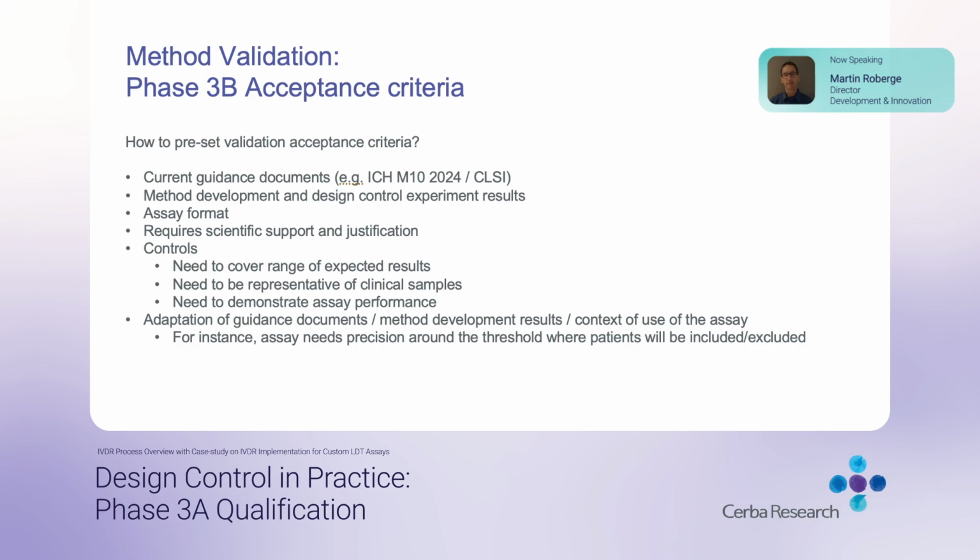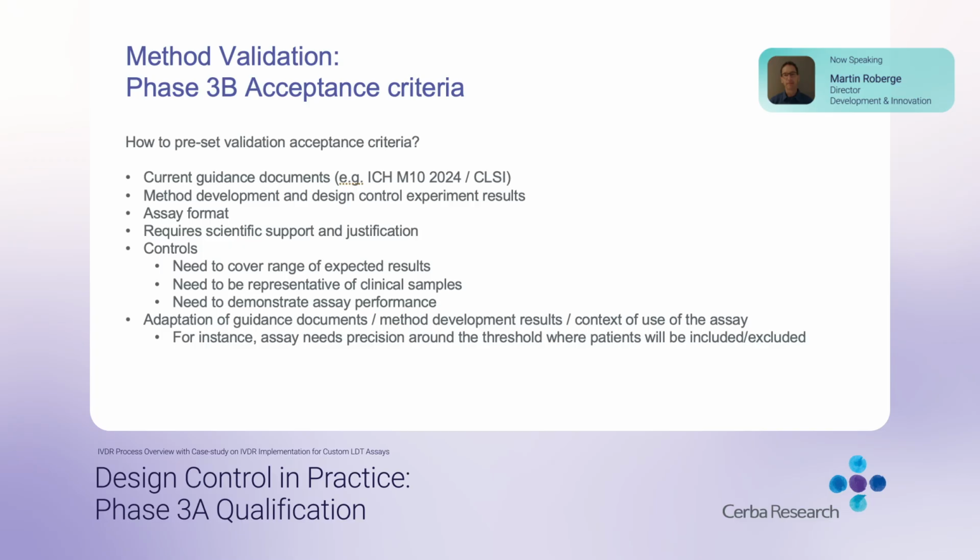So once we've done all the design control, we're moving to the method validation. How to preset these validation acceptance criteria. These should be based on current guidance documents, for instance, ICH M10, CLSI, and these need to be applicable to your assay, and again, your context and intent of use of your assay. Your acceptance criteria also need to be based on method development and design control experiment results.